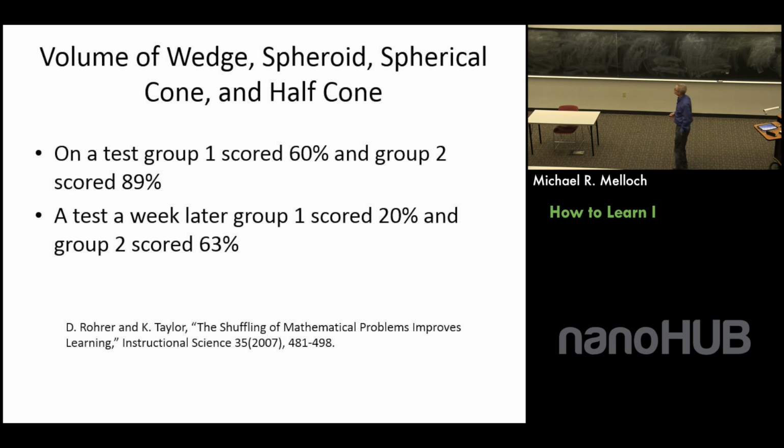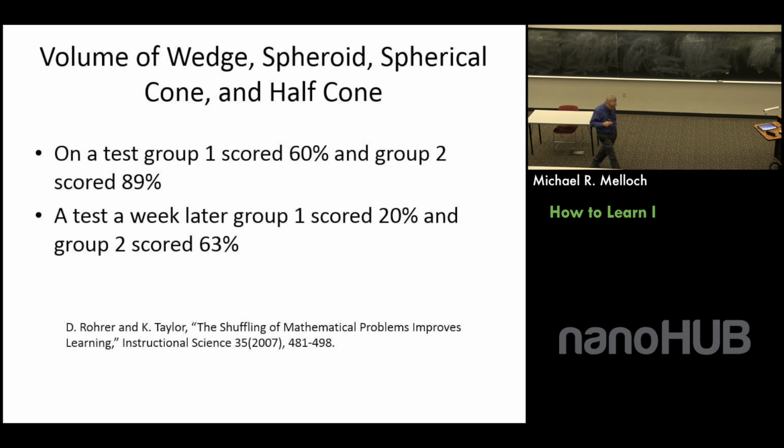So this was a pretty dramatic result here. The group that did the block studying scored 60% on the test. The ones who interleaved got 89%, almost 50% better. And that difference escalated with time. After 1 week, the blocked ones only got 20% right. The interleaved more than 3 times better at 63%.